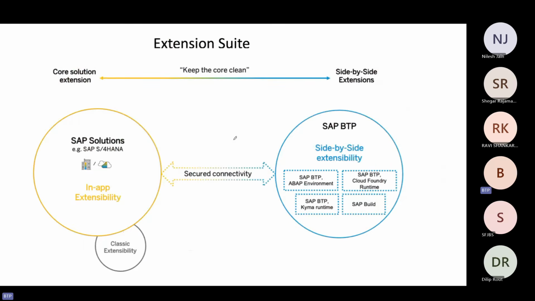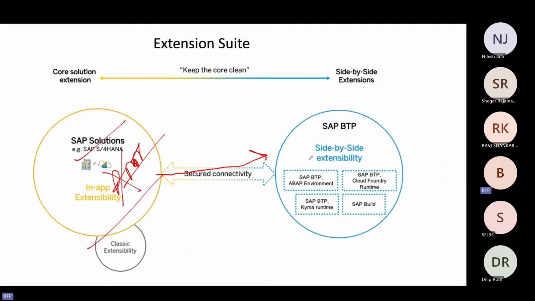For example, if you see this diagram, what does that mean? You have an SAP solution, which is SAP S/4HANA. As an ABAP developer, you do classic extensibility, and all the ABAP code you write goes inside the ABAP programming model. But here, I'm not going to write much ABAP programming. I'm going to bring all the data using secured connectivity onto my BTP.